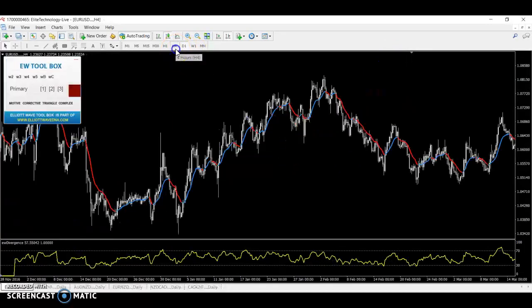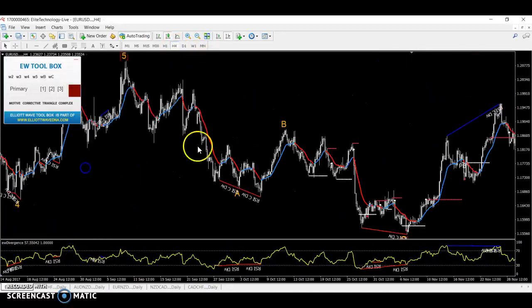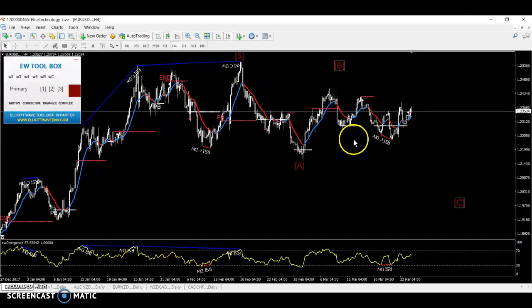Now dropping down onto the 4-hour chart here, you can see it's mostly sideways. But in here, a 1, 2, 3, followed by a 1, 2, 3.